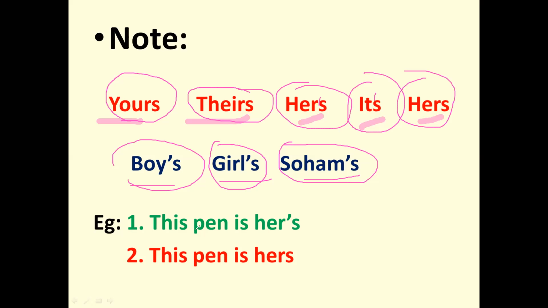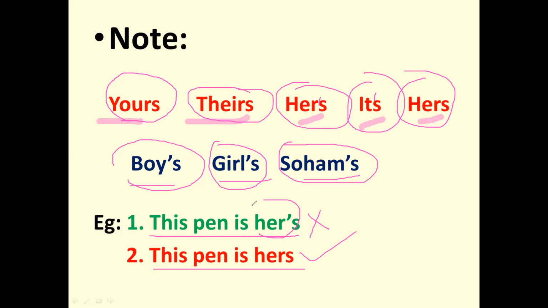So here you can see an example. This pen is her. Is it a correct sentence, my dear students? No, it is not correct. Second example, this pen is hers. Is it a correct sentence? Yes. So this is the correct sentence. This is wrong.